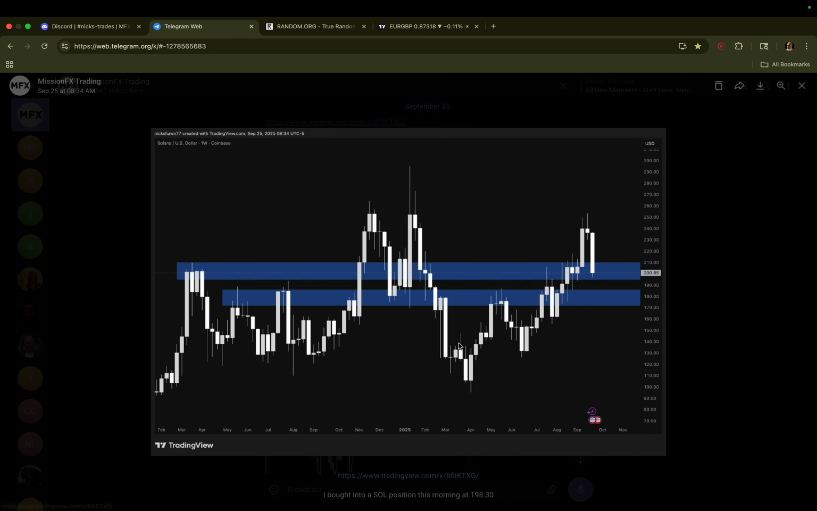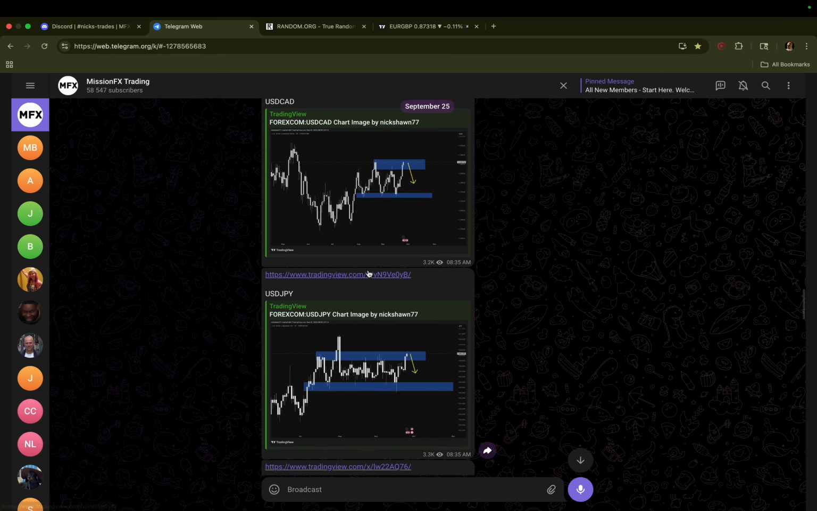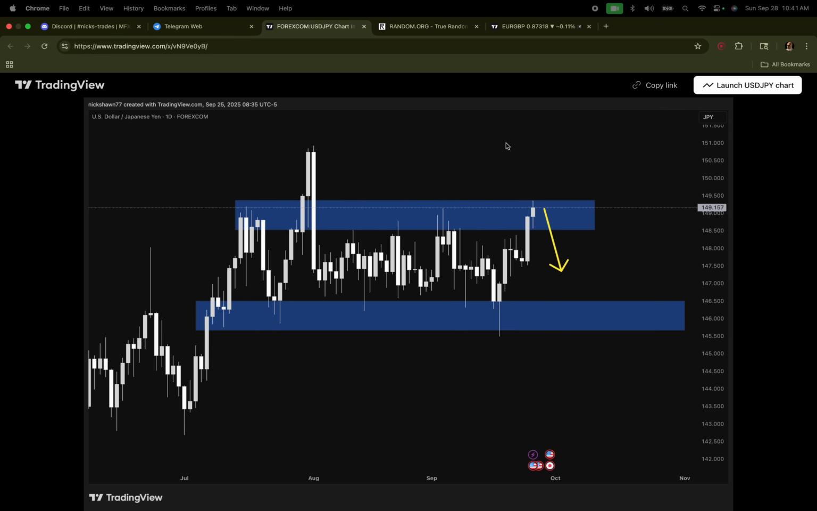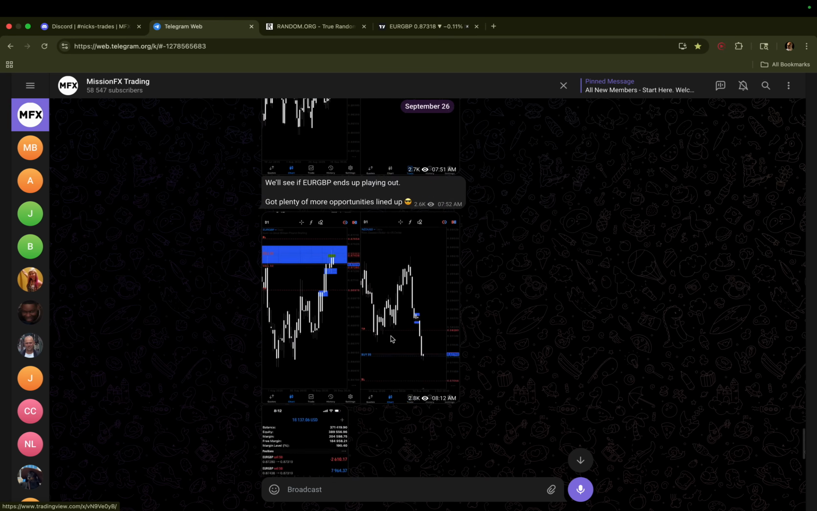You can see, look, my charts are just black and white with these little cute blue zones, and I just use support resistance on the higher time frames, whether it's Forex or crypto or stocks. I barely do anything. When it gets to resistance, I sell. When it gets to support, I'll buy.